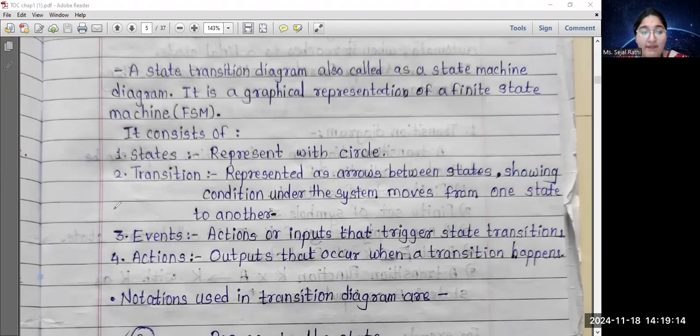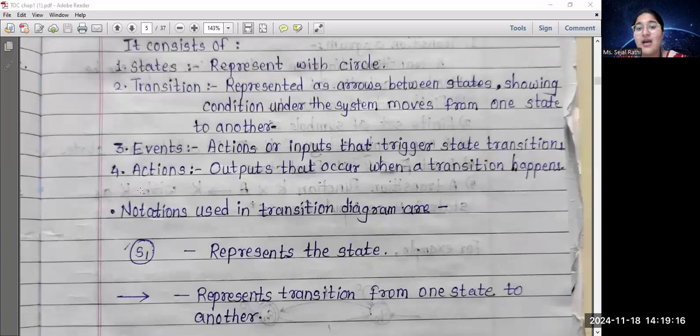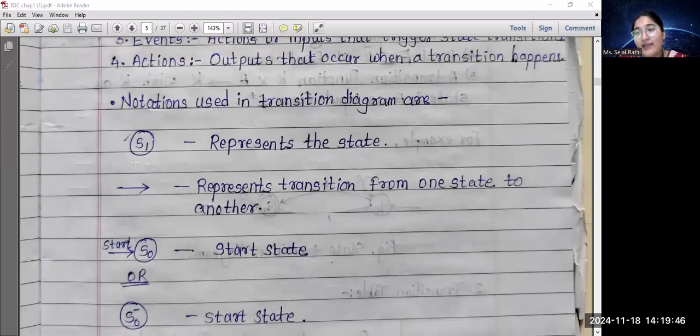Next one is an event. Event means the action or the trigger, the input that triggers the state transition. The fourth one is the actions. So the output that occurs when a transition happens. What is an action? It is the output that occurs when the transition happens.